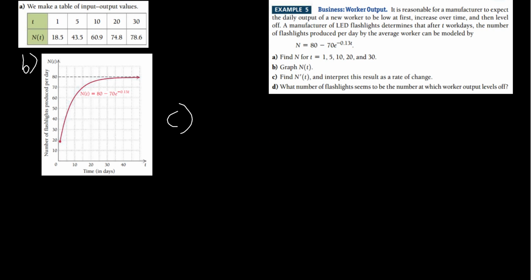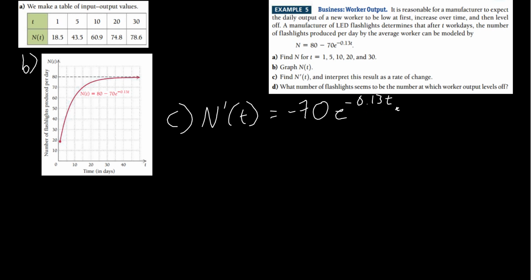Okay, so let's do the notation. N prime of T is going to be equal to, well, the 80 doesn't really go anywhere. Well, it does go somewhere because the derivative of 80 is 0. So we're basically just going to be differentiating this. We take the negative 70 times e raised to the negative 0.13 T. Let's make sure we do this right this time. And then what is the derivative of my exponent there? Well, that's just going to be negative 0.13.